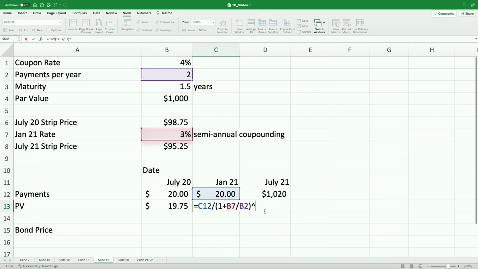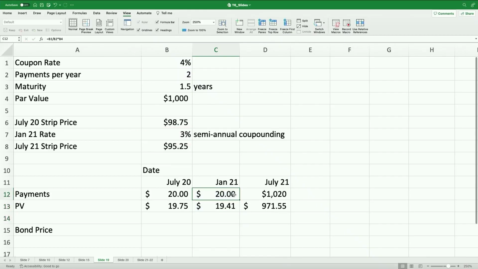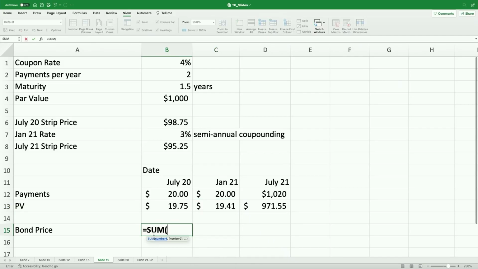Okay, well, we need to discount back how many 6-month periods are there between now and January 2021? 2, right? 2 6-month periods. So this $20 arriving in January 2021 has a present value of $19.41. All right, sum these together and we get our bond price, the price of our coupon bond, which is $10.1071.